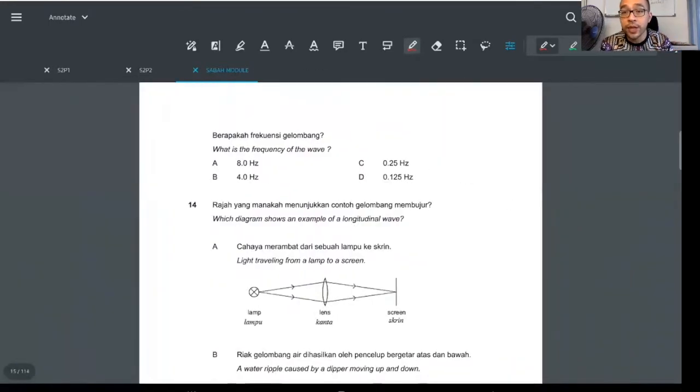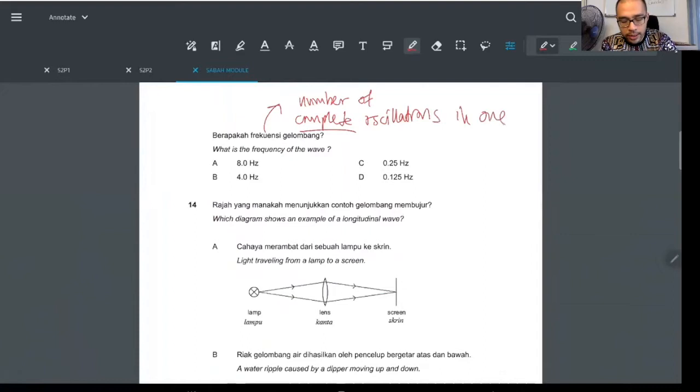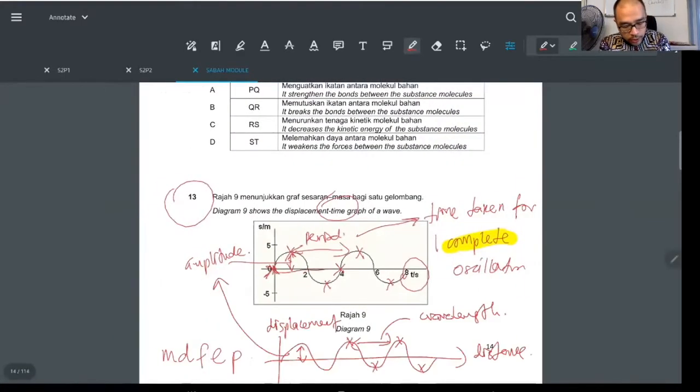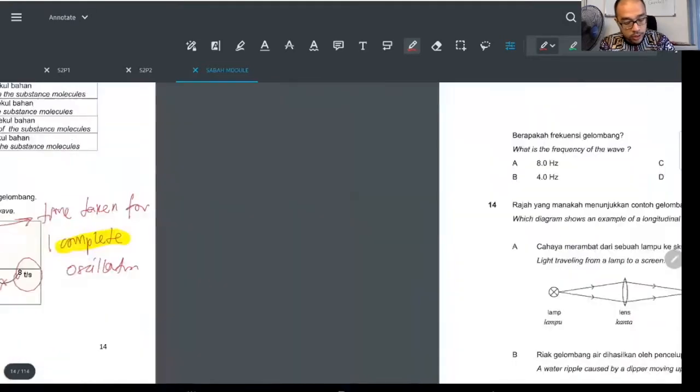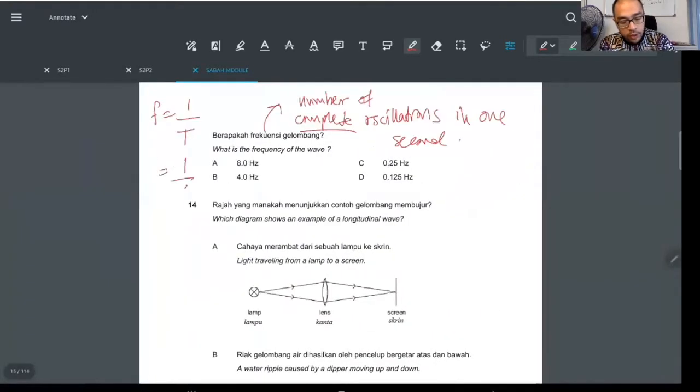The question is, what is the frequency of the wave? Frequency is the number of complete oscillations in 1 second. Again, you see the word complete over here, which students always miss out for some reason. The relationship between frequency and period is frequency equals 1 over period. Period is T, so you need to know the period first. When you look at this one, the period is 4 seconds, so 1 over 4 is 0.25 hertz.